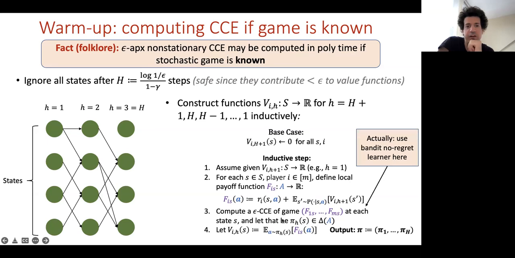And again, of course, if you're fancy, you want to use a bandit algorithm when you compute the CCEs here. The reason for that is you don't want this to blow up. You don't want to write down this matrix because it's going to blow up with the cardinality. To write down this tensor of the stage game is going to be exponential in the number of players. So you don't want to write it down. Instead you do no regret learning. You have every player do no regret learning at every state at every H. Okay, so that's how you do backwards induction.